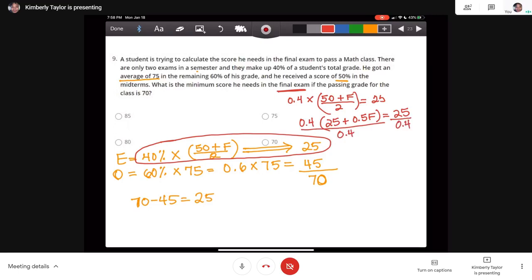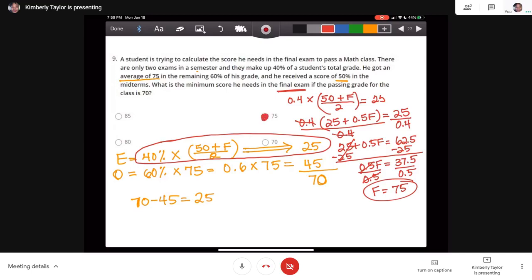Let's do that. Okay, so this will cross out. So this would be 25 plus 0.5 F is equal to, let's see, 25 divided by 0.4. It's going to get me 62.5. So once I do that, I can subtract 25 from both sides of the equation. Minus 25, and I get 0.5 F is equal to 37.5. Now I can figure out, this is going to be the last step. Divide both sides by 0.5, and so my final exam has to equal, drum roll please, 75.